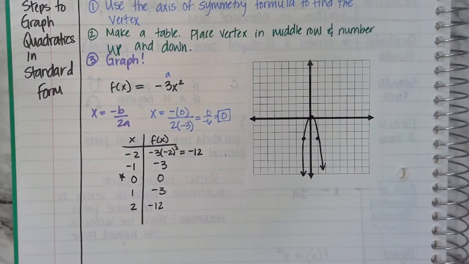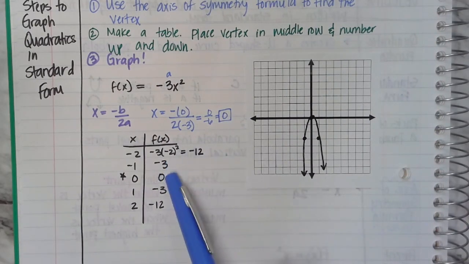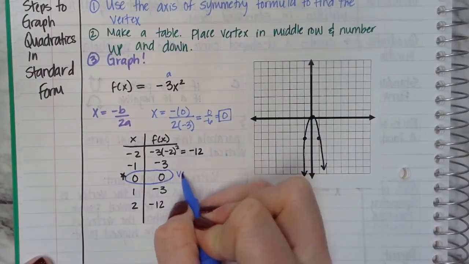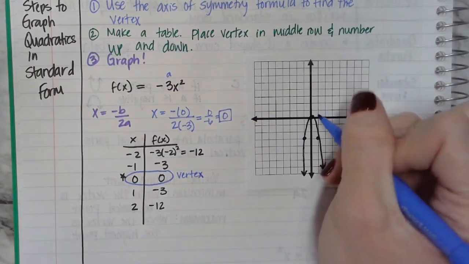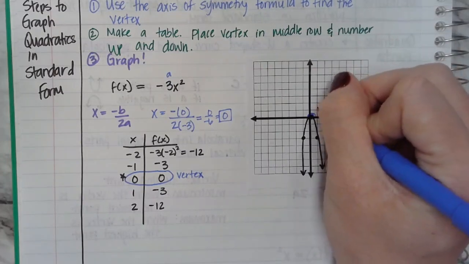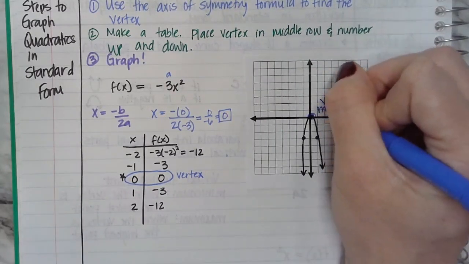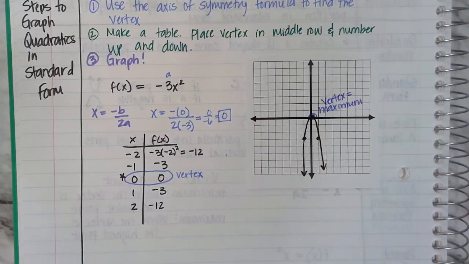All right, so some key features of this. Our axis of symmetry is x equals 0. We plug that in to find our vertex. So this is the vertex, our turning point. If we take a look at this graph, our vertex is going to be a maximum because it is the highest point. So vertex equals maximum.